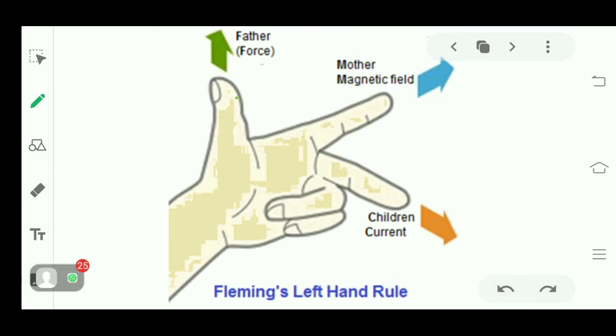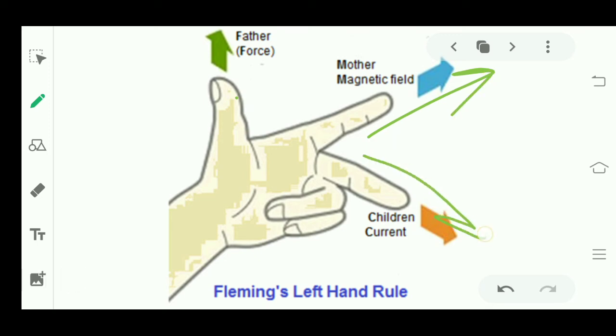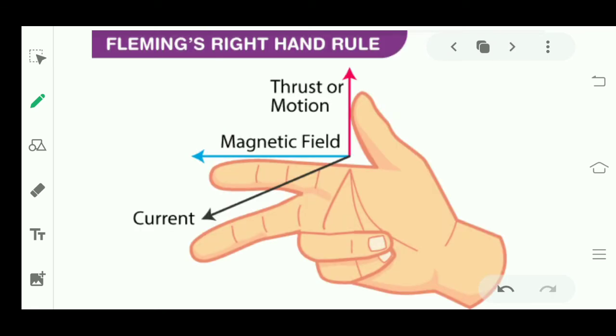So if you stretch your first finger in the direction of mother and your second finger in the direction of children, then you will know the force on father, in which direction he is having force. Now, like Fleming's left hand rule, there is a Fleming's right hand rule also, but the basic difference is Fleming's left hand rule is used in electric motors, and right hand rule is used in electric generators, right?